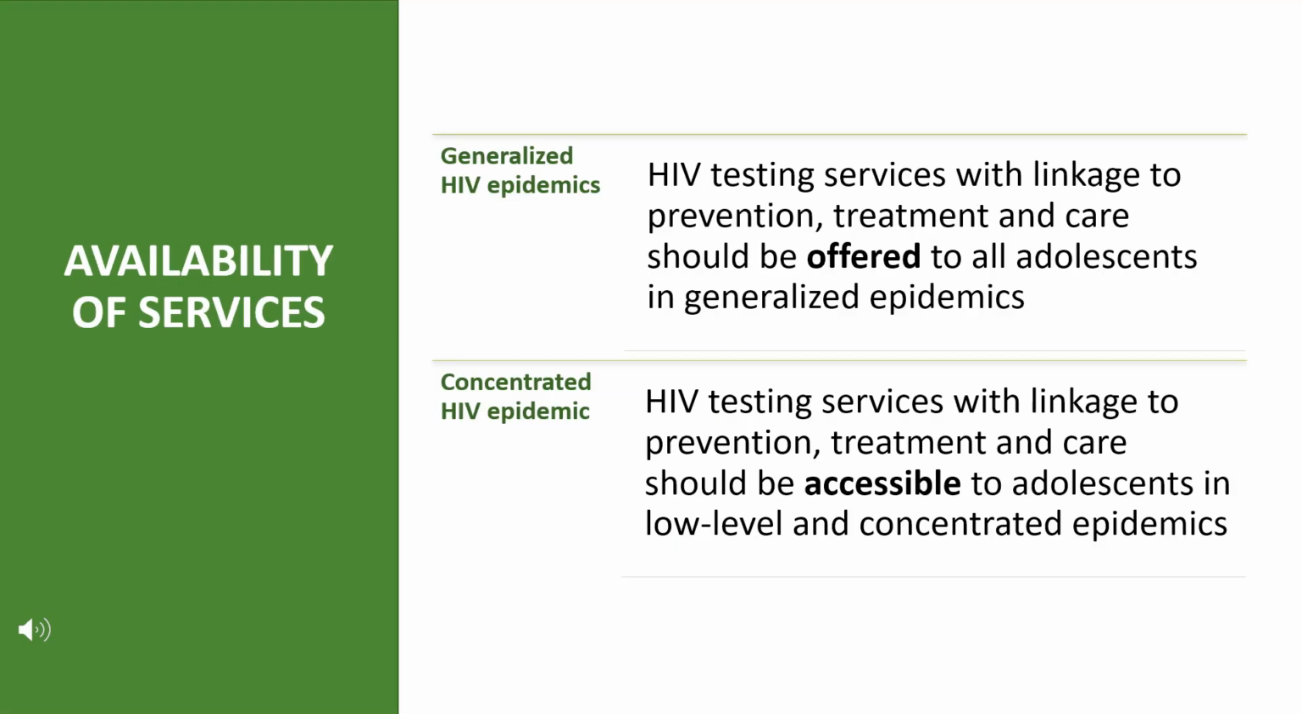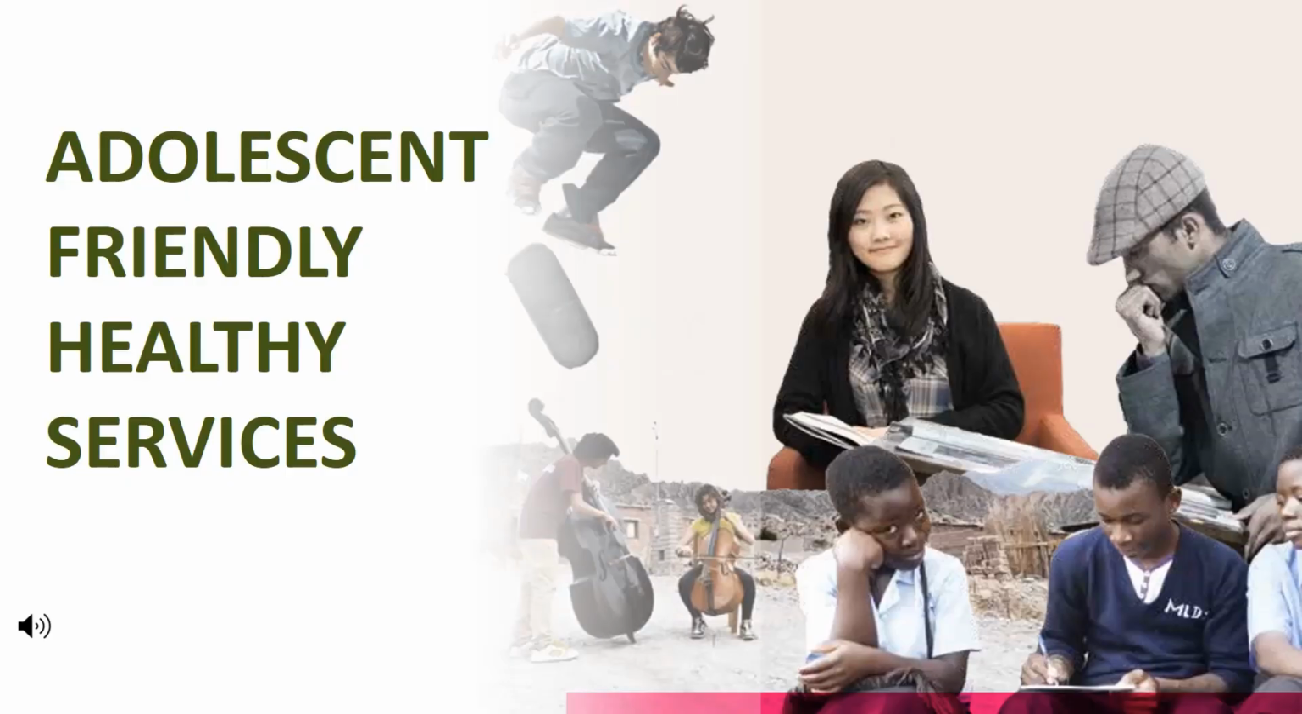WHO further defines the availability of HIV testing services with linkage to prevention, treatment, and care based on the type of HIV epidemic. In generalized HIV epidemics, these services should be offered to all adolescents. And in concentrated HIV epidemics, these services should be accessible to all adolescents. Let's now move to the principles of adolescent-friendly health services and how they are applied to HIV services.